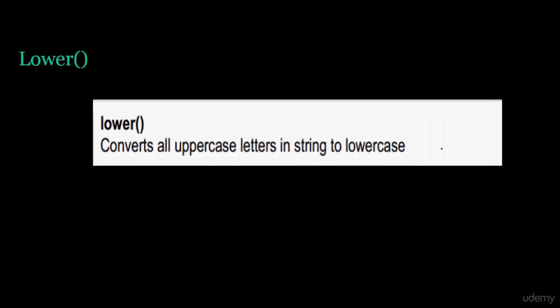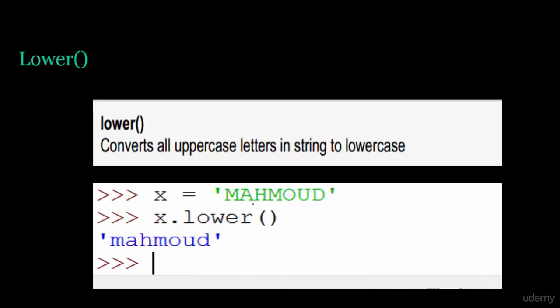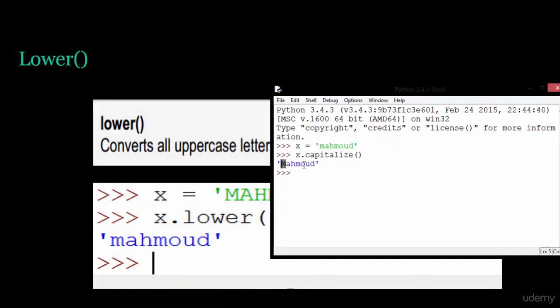The lower method converts all uppercase letters in a string to lowercase. If we look here, x equal to Mahmoud, all in capital letters. If I type x dot lower, this will convert all these letters to small. Let's try this in our shell. If I type here y equal to ML, all in capital letters, and then y dot lower, this will give us all in small letters. Okay.